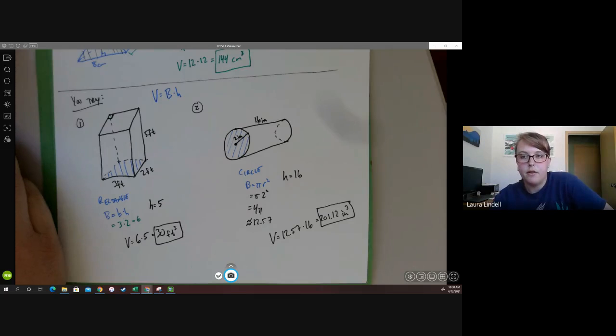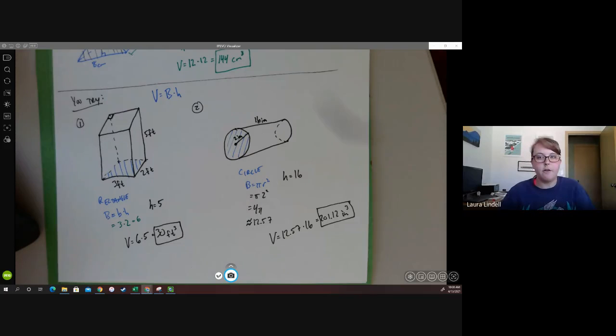Okay. So now I want to know, in the poll section, on a scale of 1 to 5, how are we feeling about finding volumes of cylinders or prisms? 1 being I could use a lot more examples and help. 5 being this is super easy for me. What are we feeling? 3, maybe I could just use some more practice.